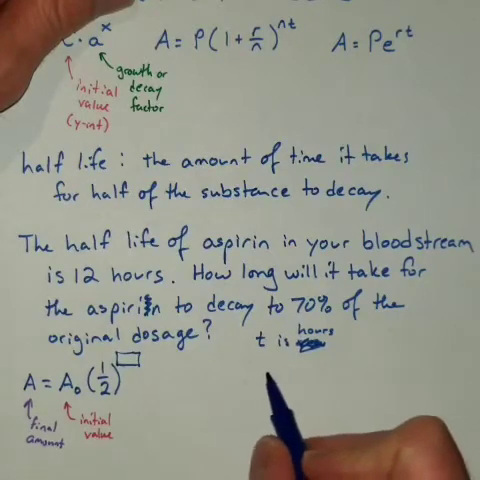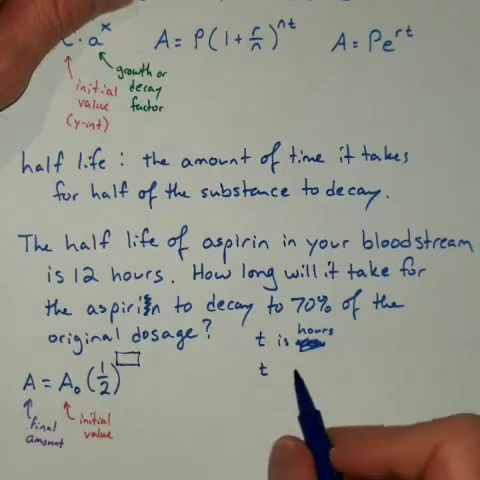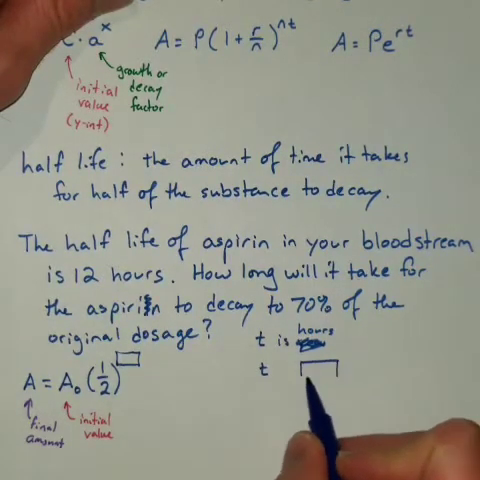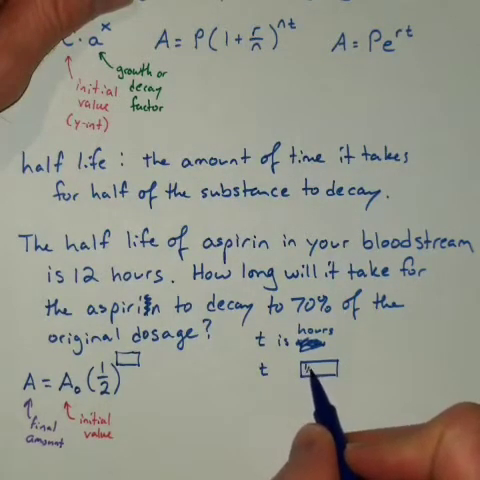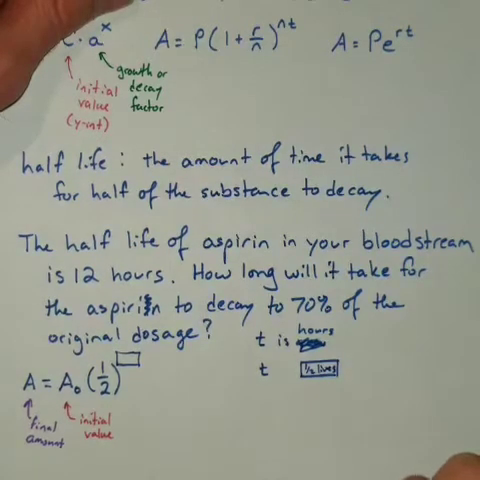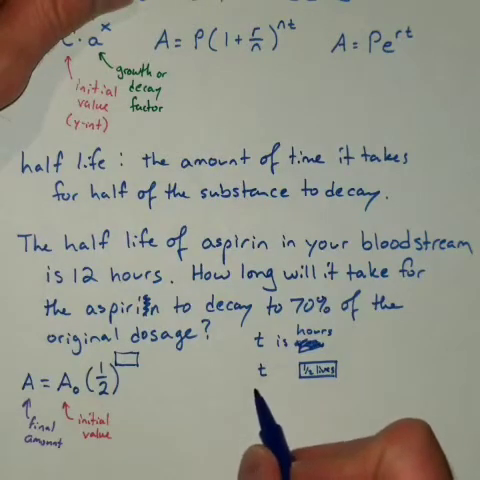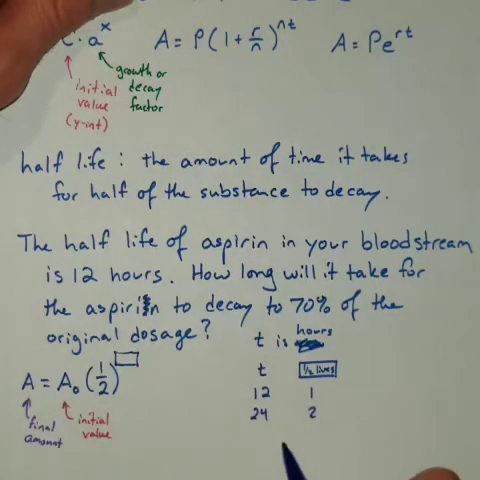So if you think about that, you have T being the hours, and you have the exponent, which I'll put in a box, being the number of half-lives. So if you have 12 hours, you want 1 half-life. 24 hours would be 2 half-lives. 36 hours would be 3 half-lives, and so on.